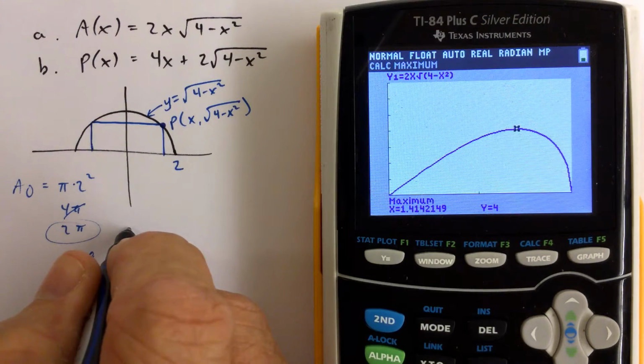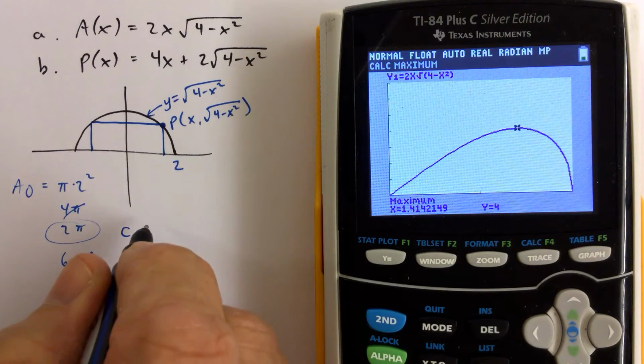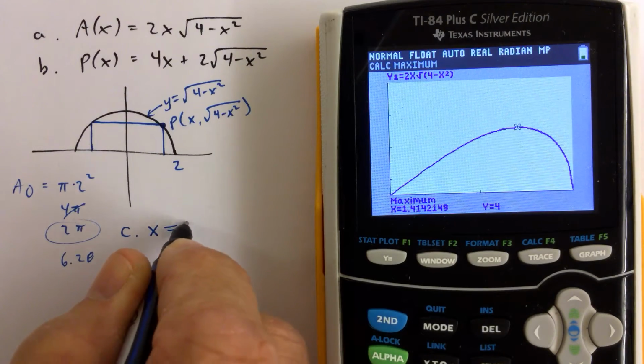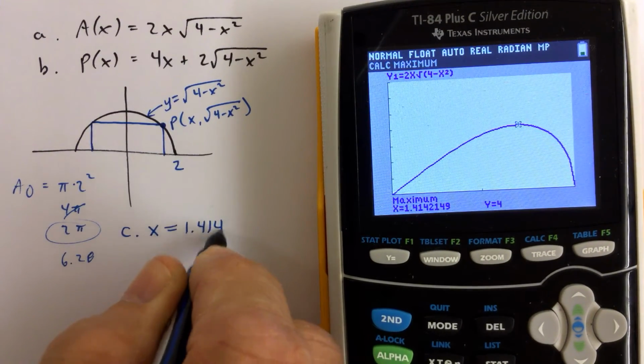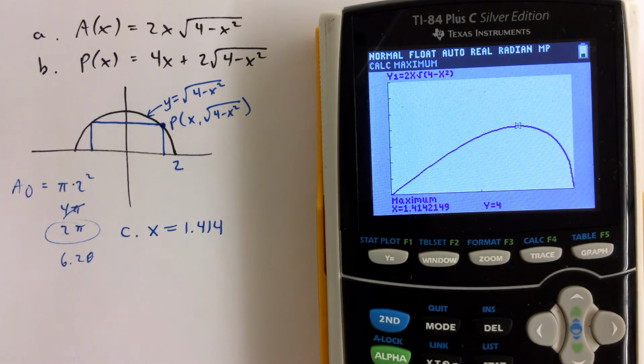and that's when the x value is equal to 1.414. So for part C, it says for what value of x is A the largest? It's when x is equal to 1.414. So that's our value for x for part C.